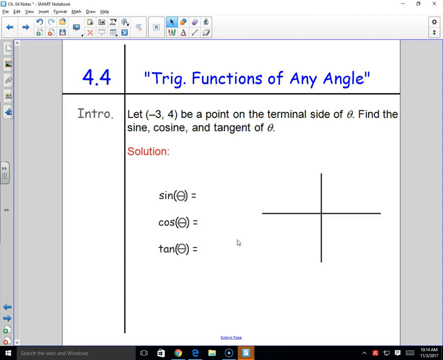5, 4, 3, 2, 1. Not until I say go. Put your hands down. 5, 4, 3, 2, 1, go. Okay. 1/2. Melanie. Root 3 over 2. Root 3 over 2. Dang it.